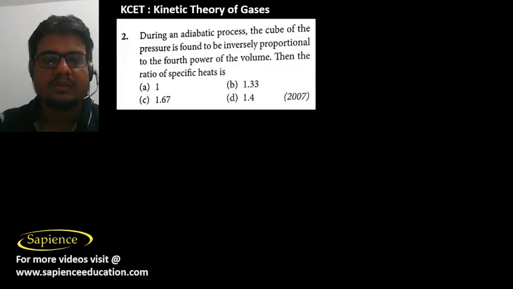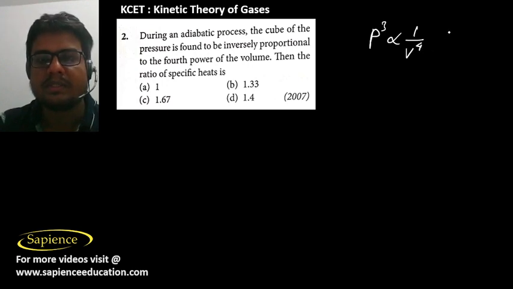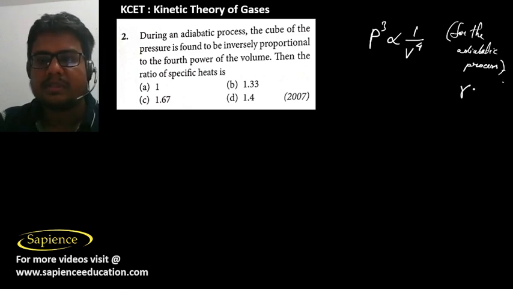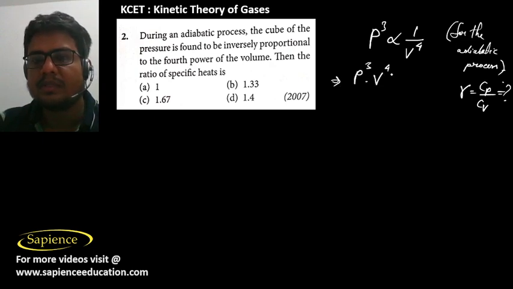Then it is told that during an adiabatic process, the cube of the pressure is found to be inversely proportional to the 4th power of volume. So this is given for that adiabatic process. Then the ratio of the specific heats is asked. It means that we have to find out gamma, which is Cp by Cv. So from here we can say that P^3 into V^4 is equal to constant.